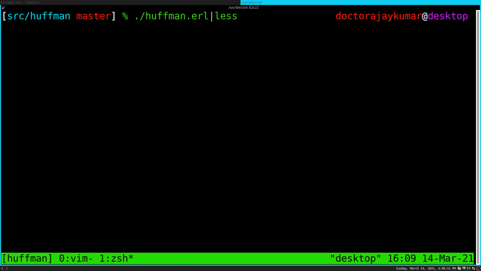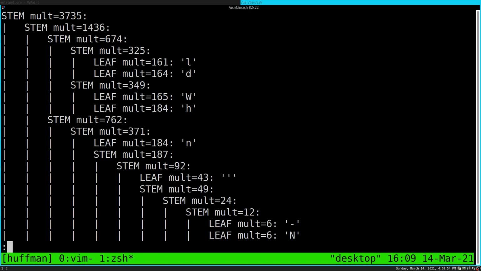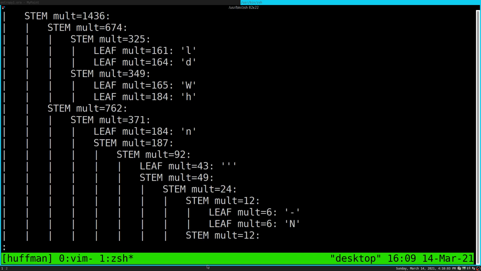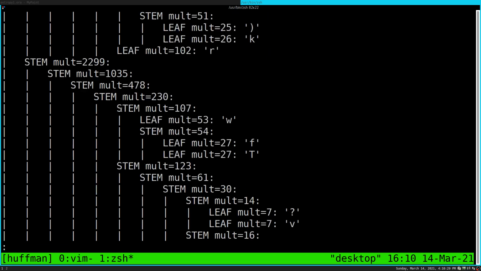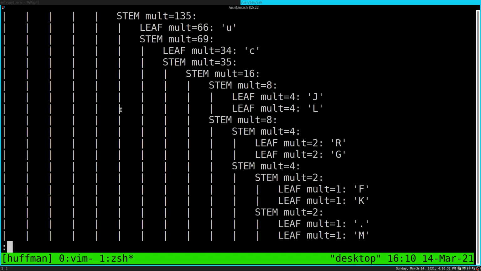Okay, let's run it. So here it pretty prints the tree. I didn't put a lot of work into that because it's not very interesting. The one thing I do want to note, which will be important later, is that these multiplicities on adjacent branches of the tree are always very, very close to each other. So 161, 164, 184, 187, 674, 762, etc. Keep going. Here's the whole binary tree. It's not very interesting. I mean, it kind of is, but not really.